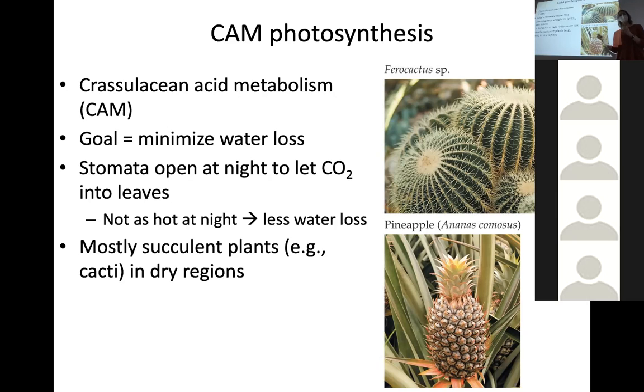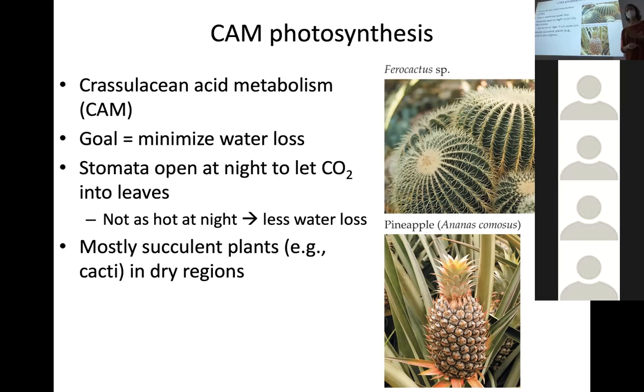So C4 plants, a lot of grasses. CAM plants, like I said, are usually in the cactus family. They're a type of succulent plant. Succulents are those that basically suck up a lot of water, like a cactus, and hold on to it. So they grow in extremely dry areas. Here we're talking about mostly desert plants.